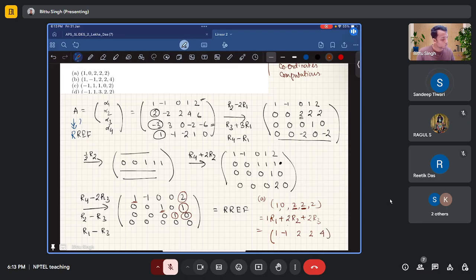So you can see those two are not equal. Therefore, this 1 0 2 2 2 does not belong to the row space, because if it belongs to the row space, it should be the linear combination, but those two things do not match, right? So this is not an answer, but what will be an answer? Can you figure it out?